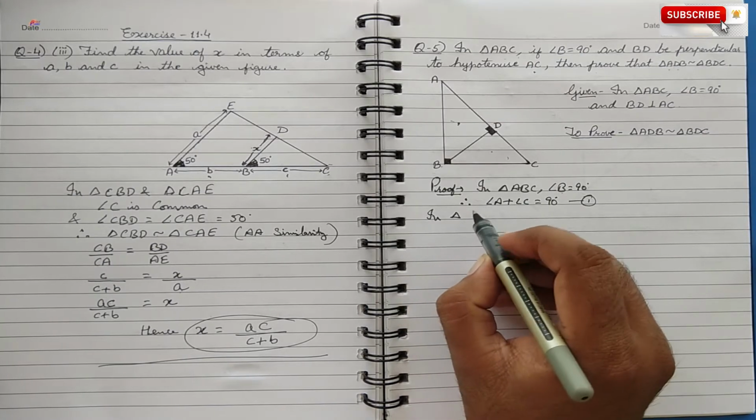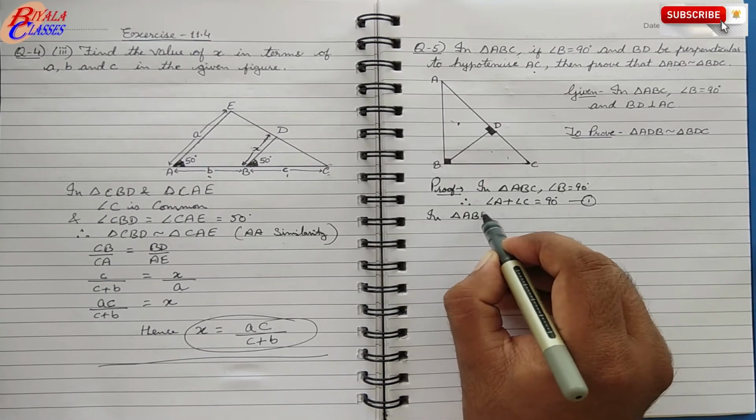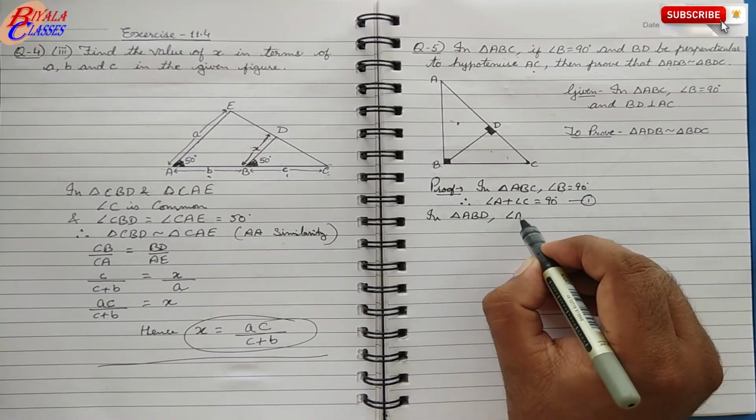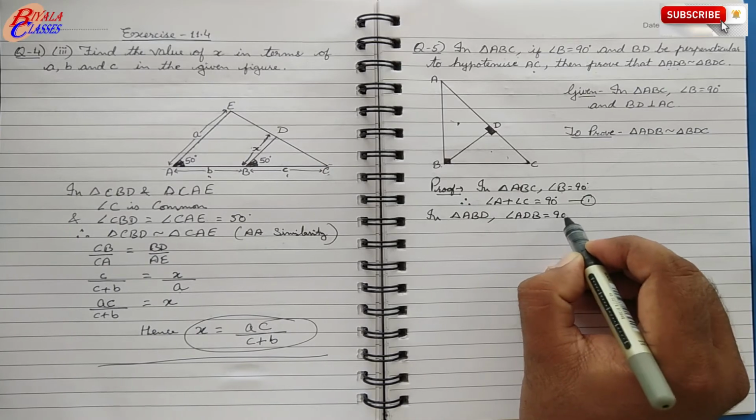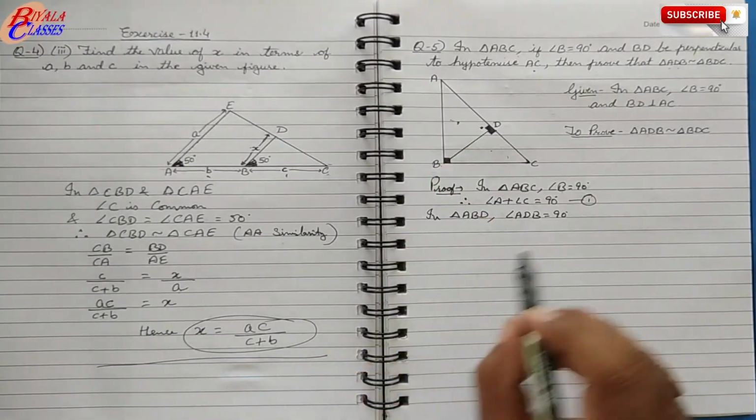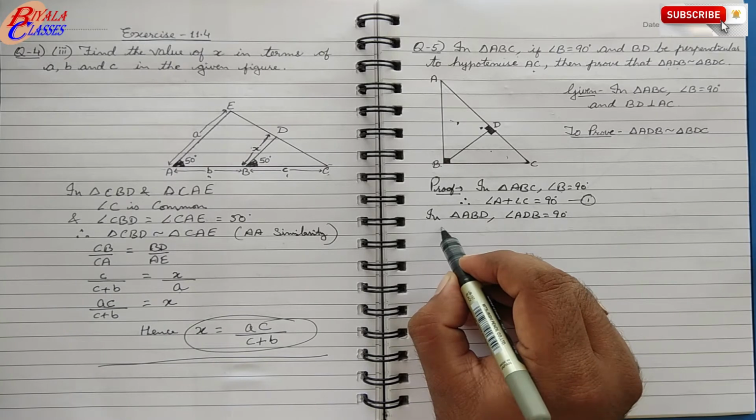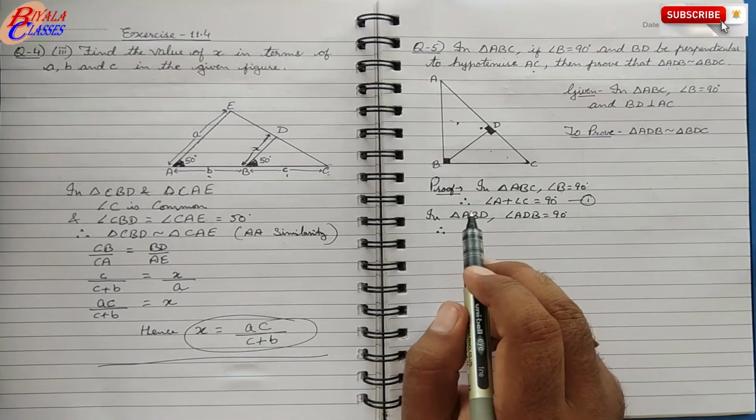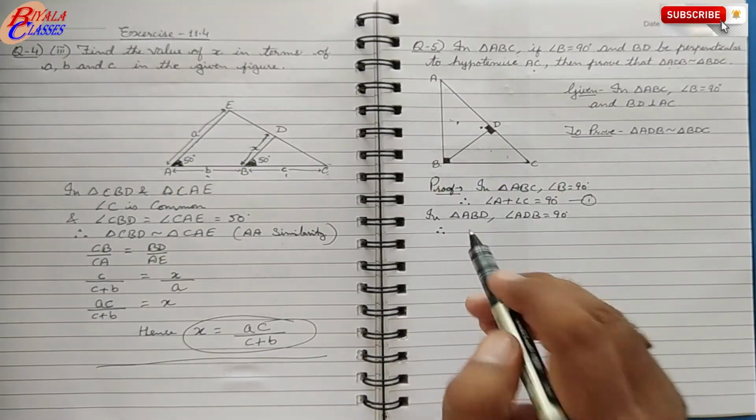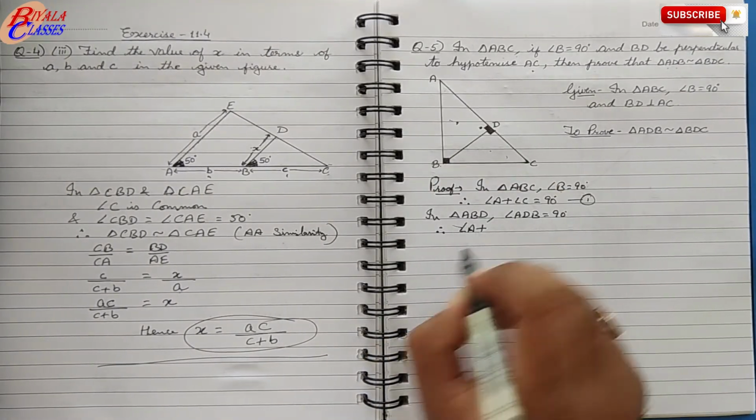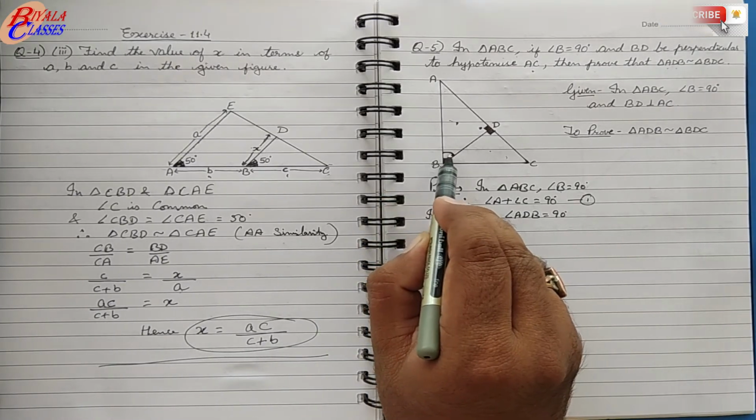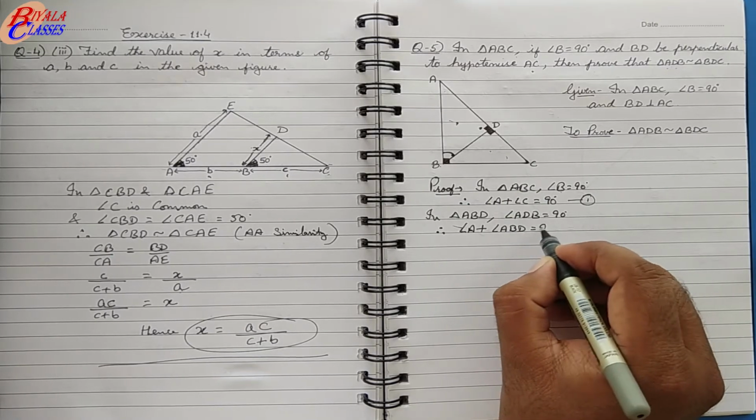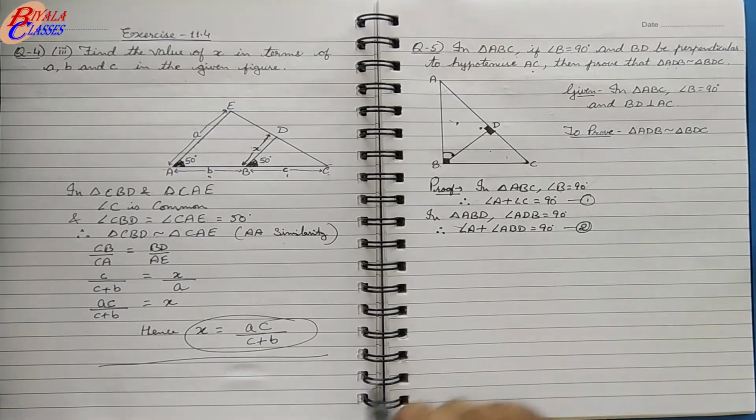Now in triangle ABD, if I take this triangle ABD, here angle ADB is 90 degrees. If this is 90 degrees, then the sum of the other two angles will also be 90 degrees. So the other two angles, it is angle A plus the second angle, that is ABD, the sum of these two will also be 90 degrees.